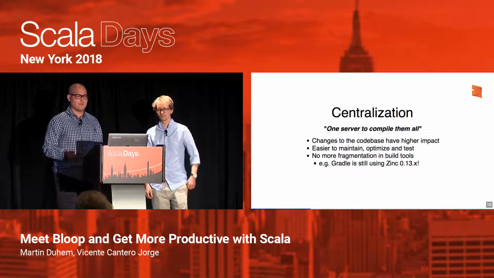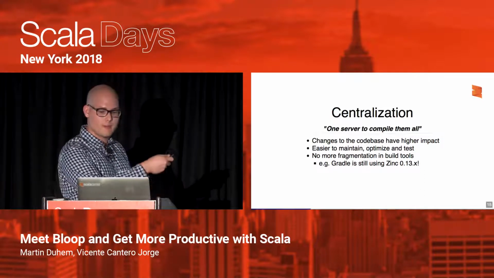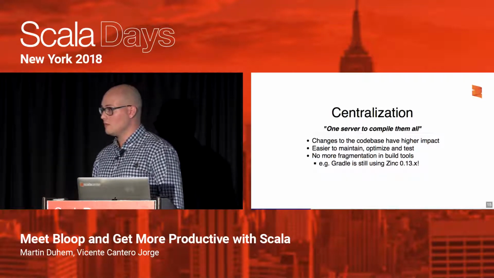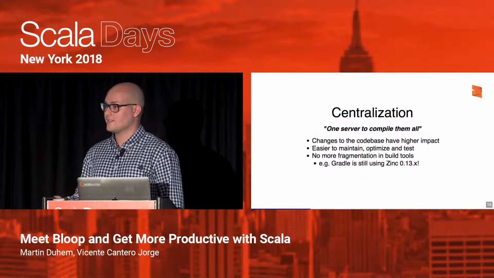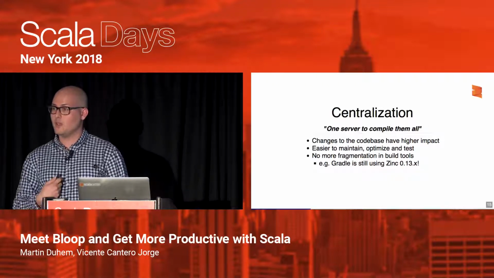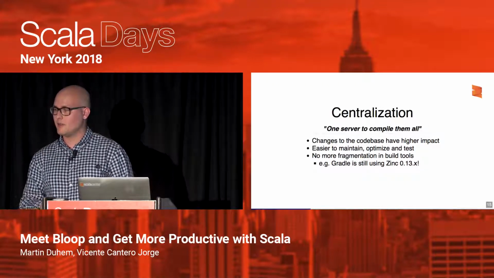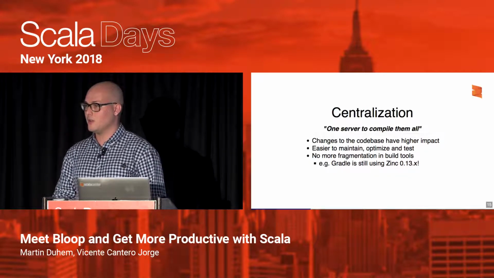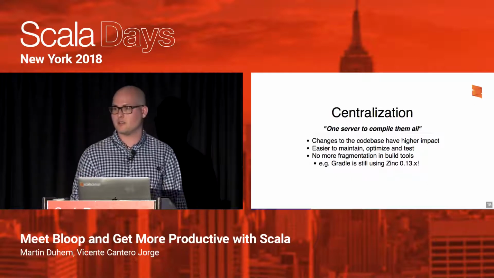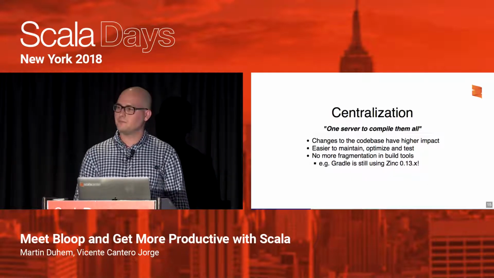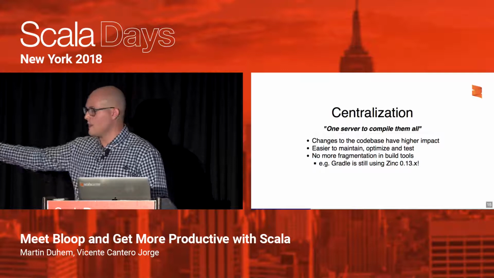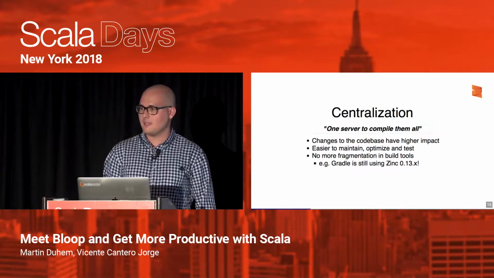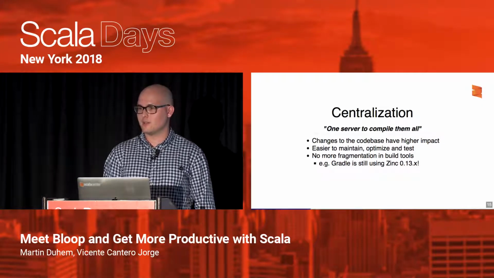This has many, many benefits. The first one is that the changes to this code base will have higher impact. It will be easier to maintain, easier to optimize, and easier to test. And this is especially important when we, compiler developers and tooling developers, try to improve the compilation performance of the compiler, or try to improve the developer ergonomics of it, so that you can instantly benefit from it by just depending on the artifact we publish. And most importantly, it needs to remove the fragmentation that there is in build tools.